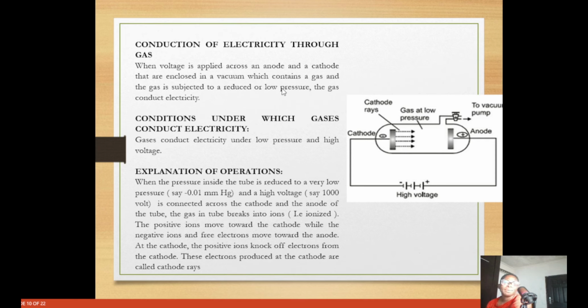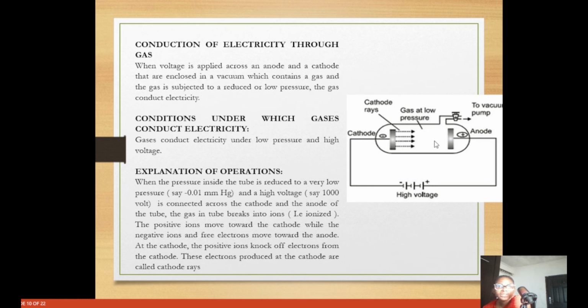So, conduction of electricity through gas. When voltage is applied across, this is it, high voltage. You can see the high voltage, the anode, the cathode, the cathode rays, the gas at very low temperature, and the vacuum pump. So when voltage is applied across an anode and the cathode that are enclosed in a vacuum which contains a gas, and the gas is subjected to a reduced low pressure.